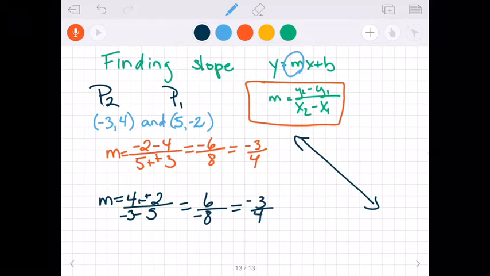I would like for you guys to finish up those practice problems. There's some for finding slope, and there's some that are finding a distance.